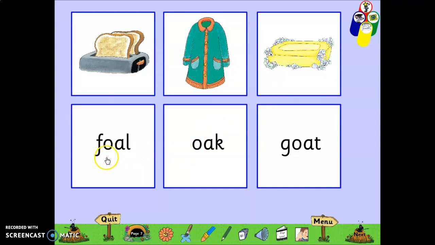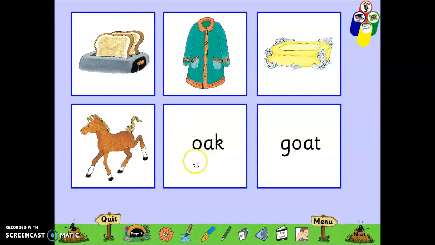So, the next one we're on is F, O, L. F, all. F, all. Can you think of what it is? It is a foal, and we know that a foal is a baby horse. Well done, everyone. Right, the next one is a shorter one. So let's try it.